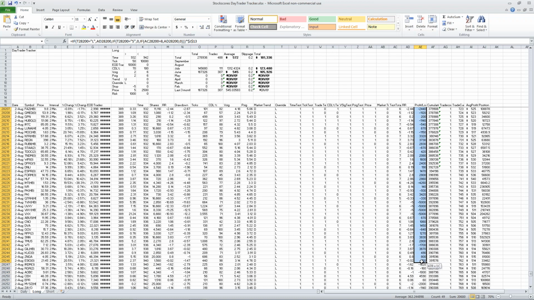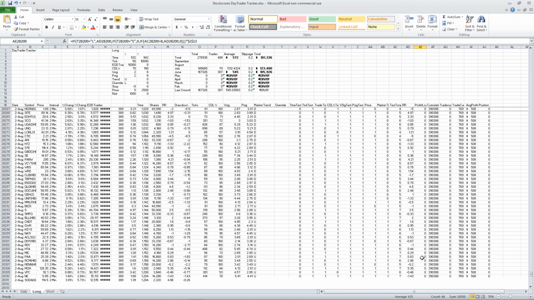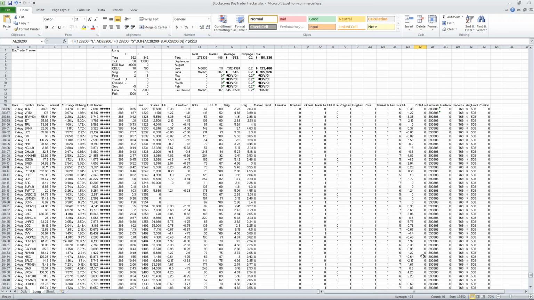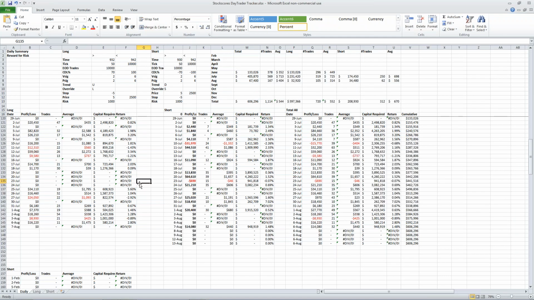And then you have your P&L over here, and that gets summarized on this screen. So we can go to August 2nd, go to the long side, and you can see that there was an 18.2 RR profit on 54 trades for an average profit per trade of 0.33 RR.